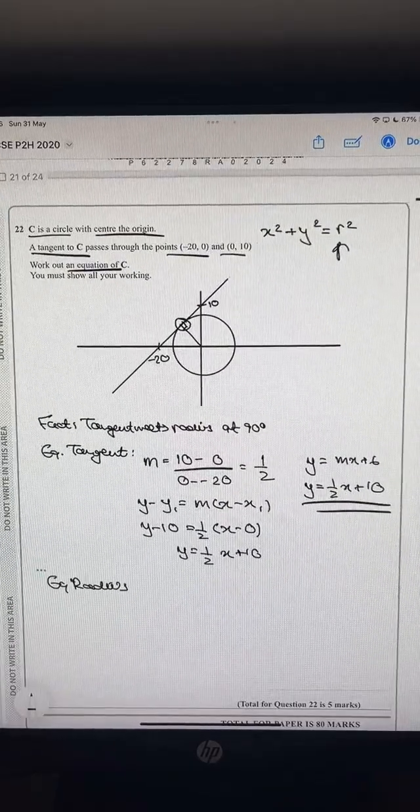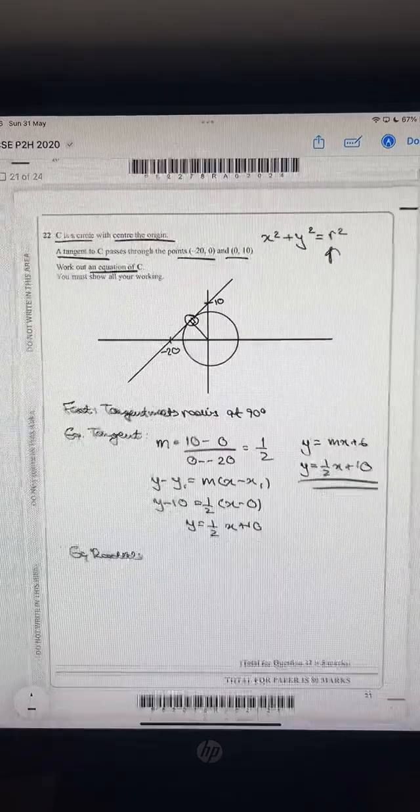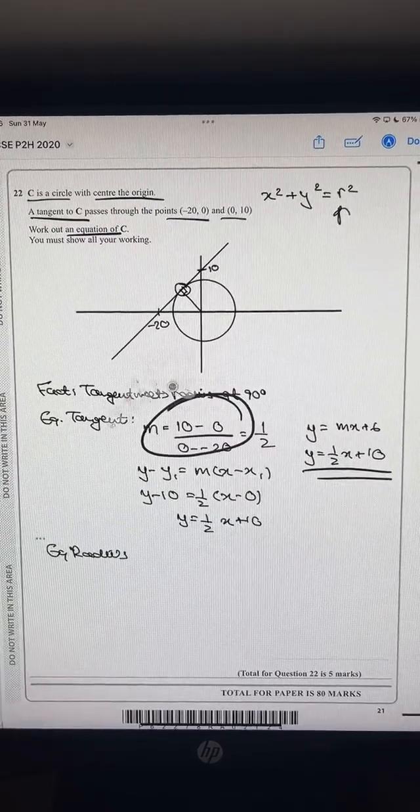Where does m come from in the equation? m is the gradient. m is a gradient. And this is the way you find out a gradient.